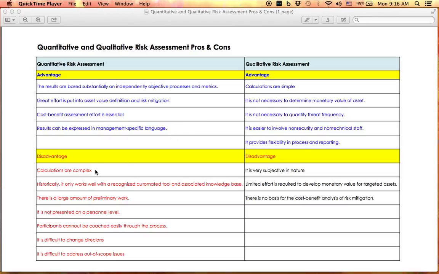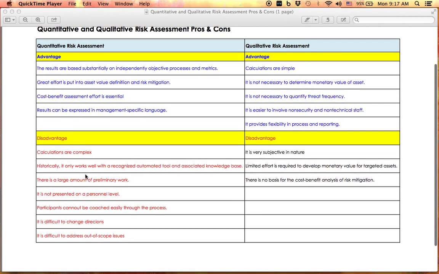So let's talk about the disadvantages. The disadvantage of quantitative risk assessment: the calculations are complex. If we're talking about the calculation, we need to break down the activity in order to calculate the figures. We need to come up with a breakdown of activity from the risk assessment. So the calculation is always complex.